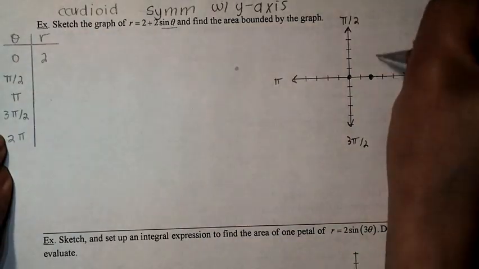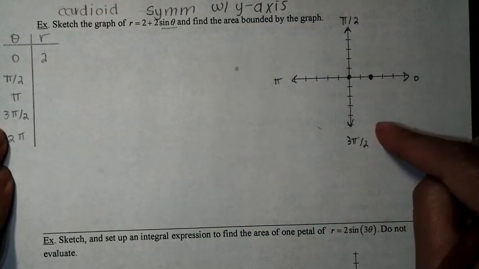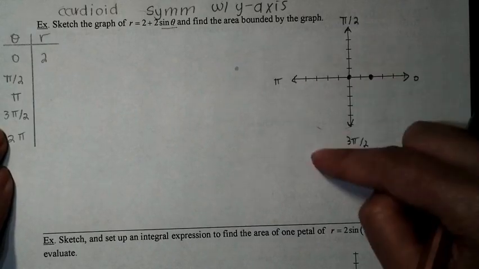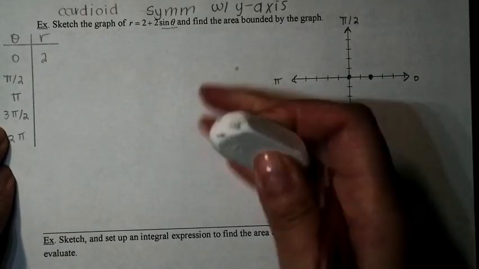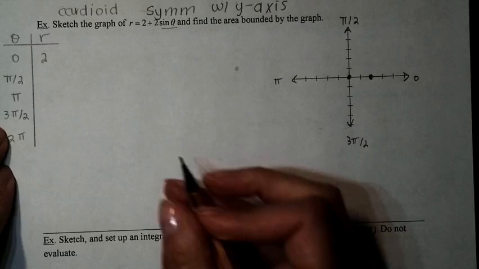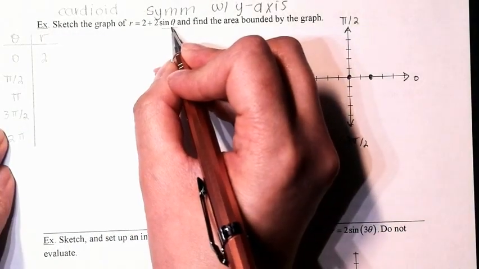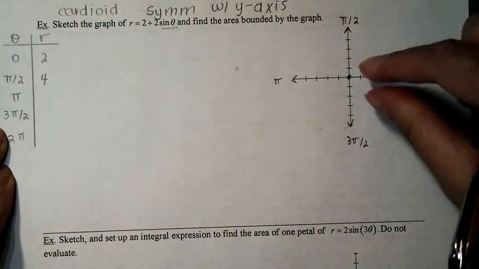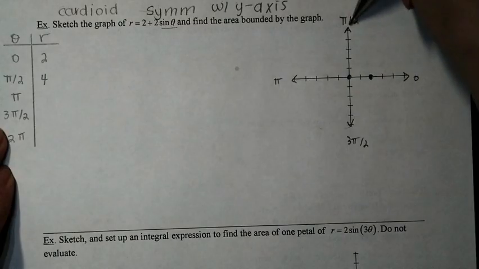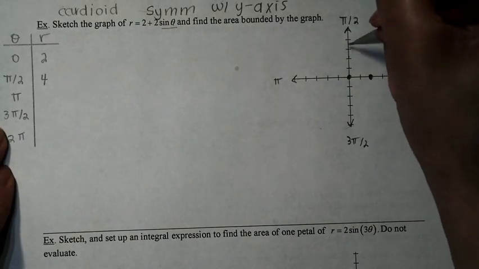Why? To cover all the motion of the unit circle here, because I know that it's a cardioid. Okay, now when you plug 2 pi over here, sine of 2 pi is going to be 0, so 2 plus 0 is 2. Okay, so at 2 pi you are here, position yourself here: 1, 2, 3, 4.